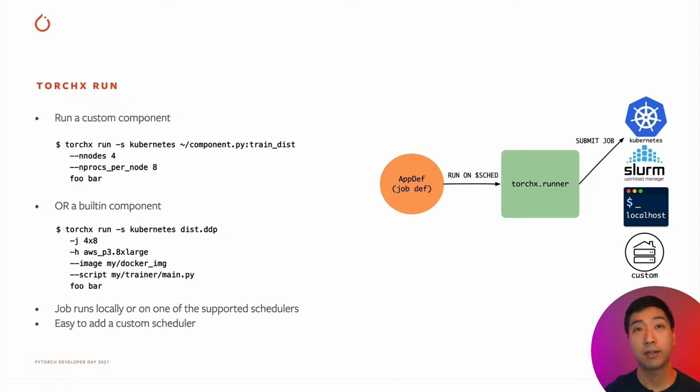The -s Kubernetes option tells TorchX that the components are to be submitted as a job onto a Kubernetes cluster. To run the component on a different scheduler, all you need to do is pass a different -s option. So for example, to launch on Slurm, you would pass -s Slurm instead of -s Kubernetes. It also goes without saying that in addition to the CLI, there's a programmatic API to the TorchX runner, so that you can build custom programs that launch components.